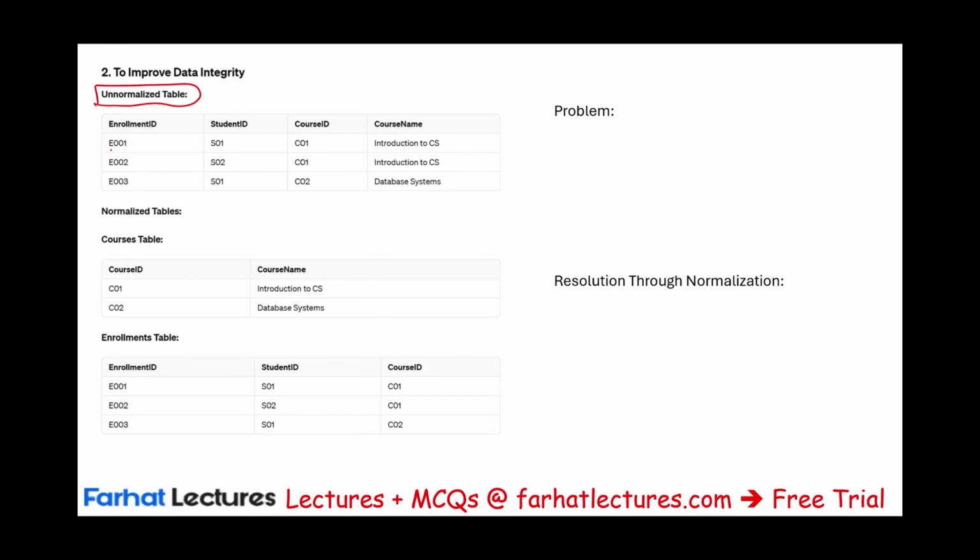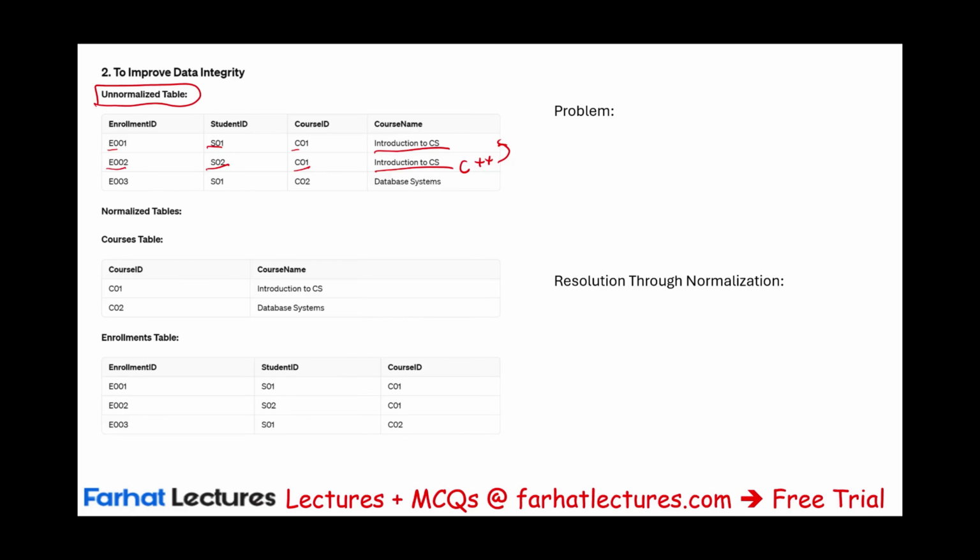The enrollment ID is E001, student ID S01, course ID C01, Introduction to Computer Science. Again, enrollment, student ID, course ID, Introduction to Computer Science. Now what happens if we change Introduction to Computer Science to Introduction to, say, C++ or C or some other name, just Computer Science? Then we want to make sure the name is updated in every instance.